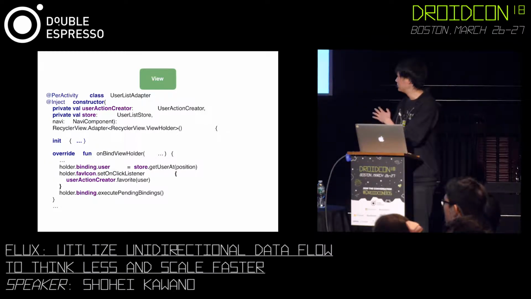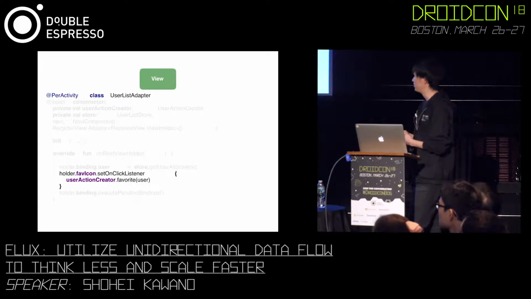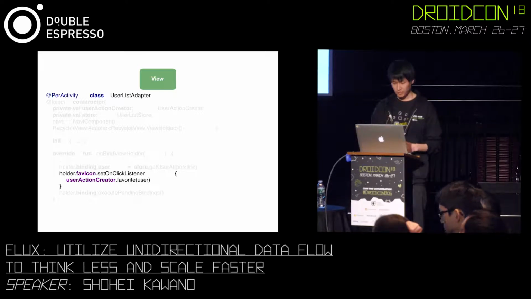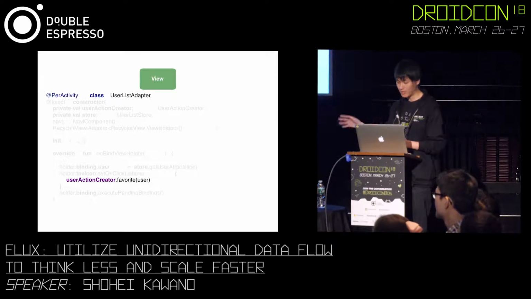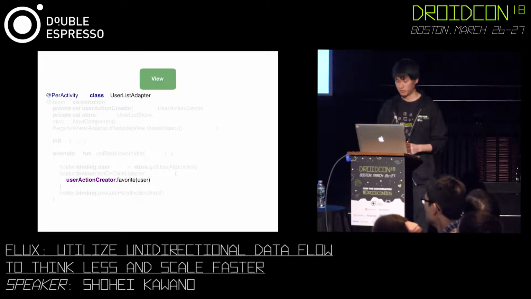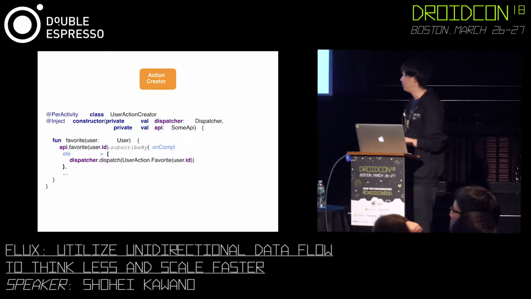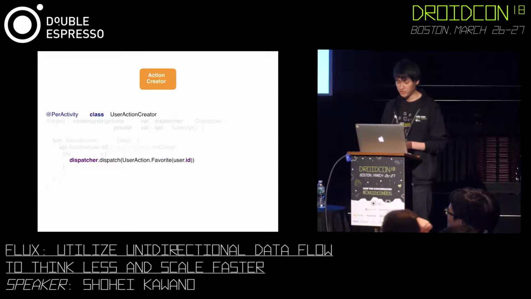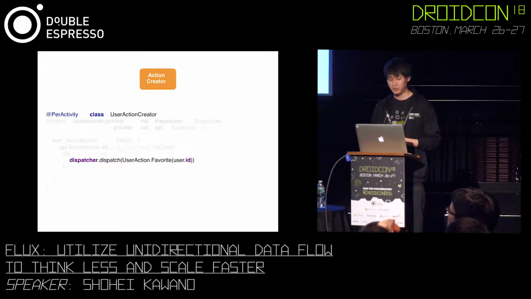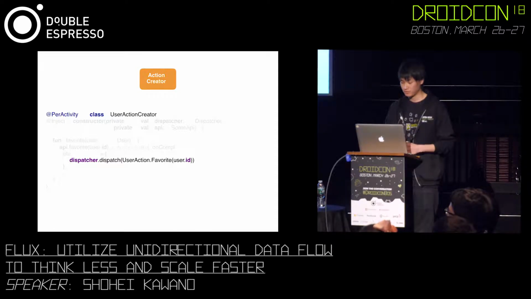So inside the user list adapter that we saw before, we add another action creator called user action creator. And when the fab icon is clicked, we call action creator's favorite function. And we're going to see what's inside. Inside user action creator, we have favorite function. Just like user list action creator, user action creator calls network API. And if it's complete without any error, it dispatches a user action, favorite action in this case.